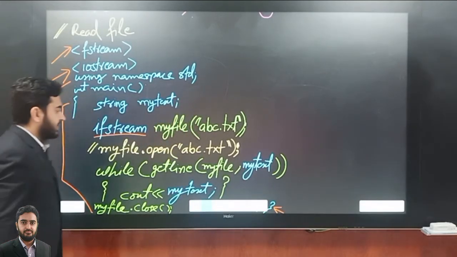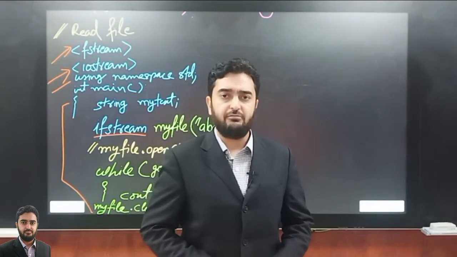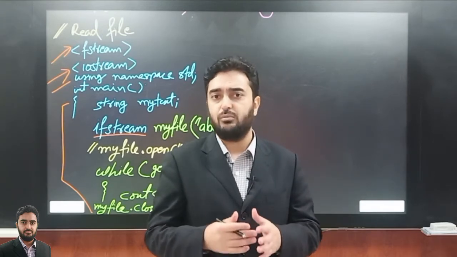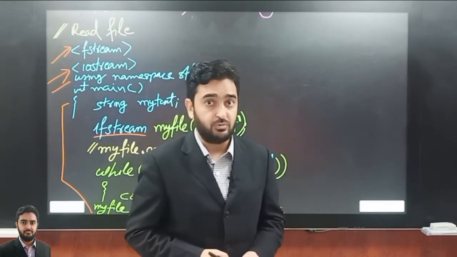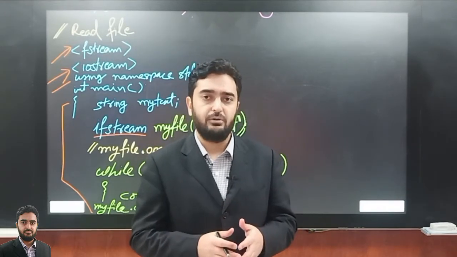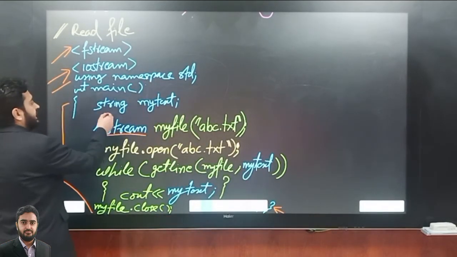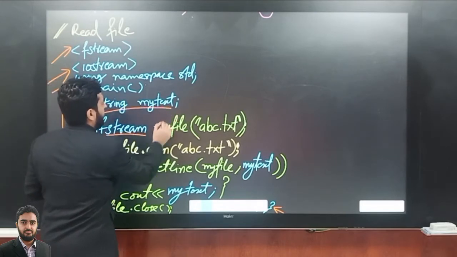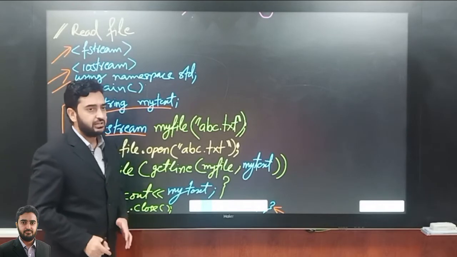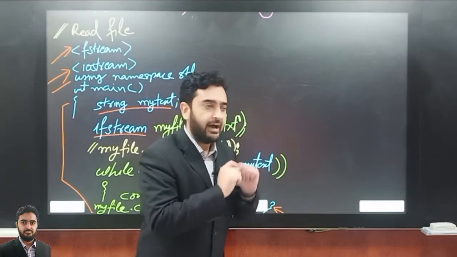So if we want to read from the file, first of all, we have to save the text or the data of the file in some variable of the C++ program. Then we can use that variable for even printing on the console screen. You can see here we have declared a string variable, my text. My text is a string variable. In this variable, we will save the text which has been read from the file.